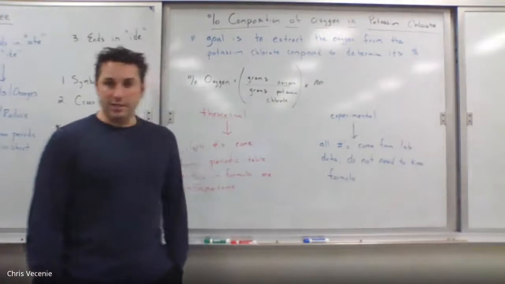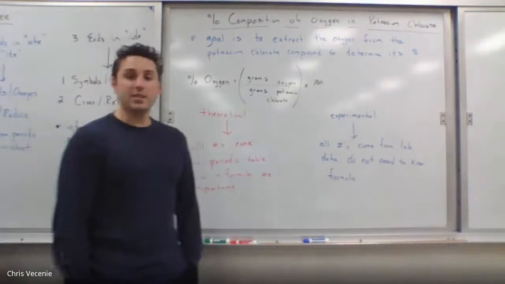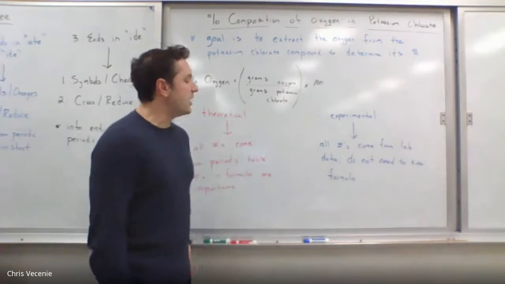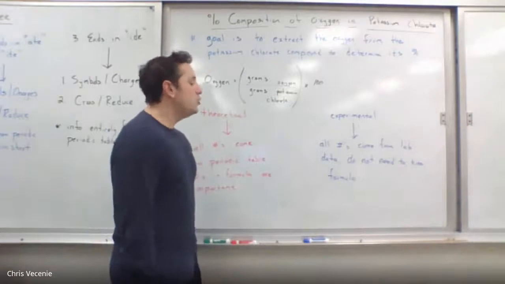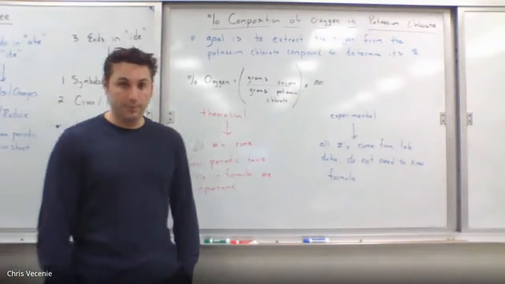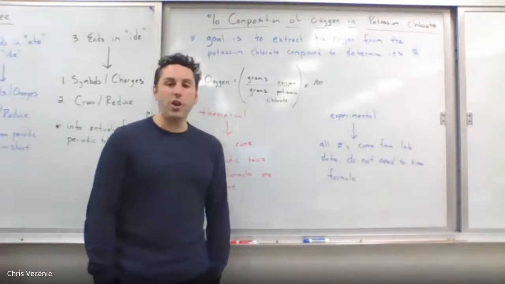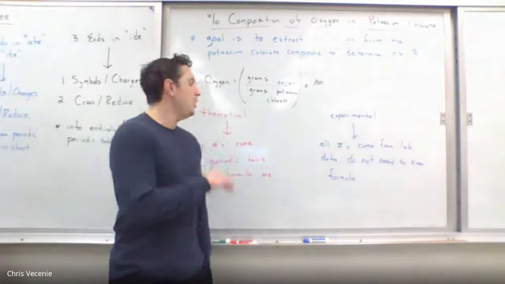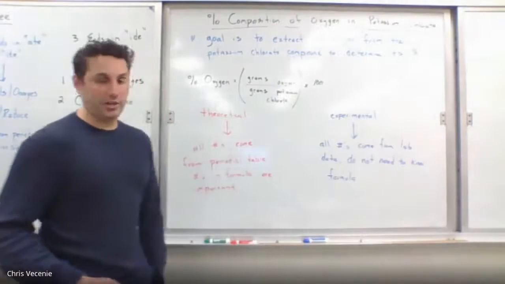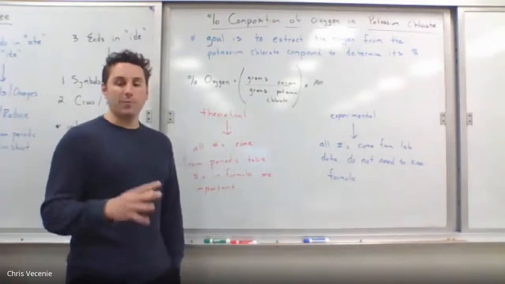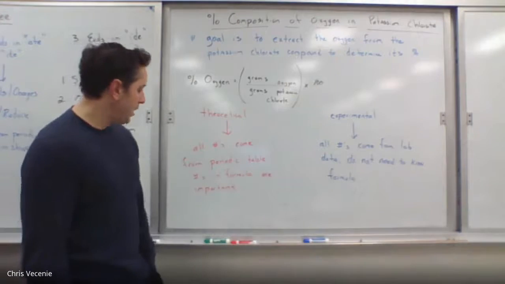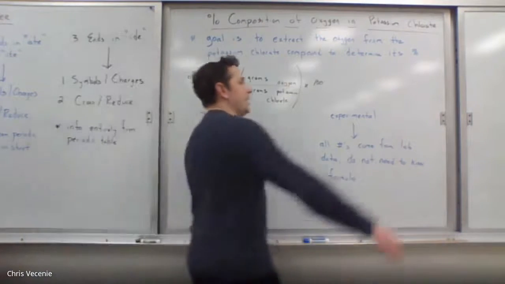Experimental does exactly what it says. We need to do an experiment to gather that data. So all of your numbers for your calculations come from your laboratory data. You don't need the formula. So I don't have to know what potassium chlorate's formula is, and I don't want to use its formula as part of my calculation. I will do everything from numbers from the balance in the back, not from the periodic table.